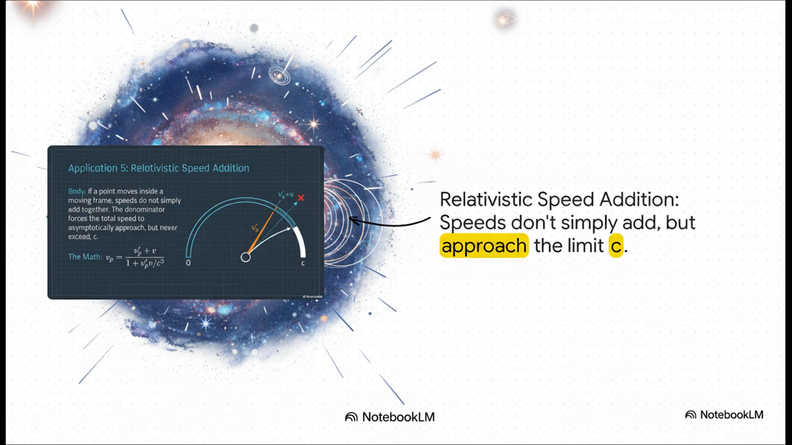So, what this all means is that our normal way of adding speeds, well, you can just throw it out the window. The universe has its own special rules called relativistic speed addition. You can see it on the speedometer here. No matter how much you push the pedal, no matter how much speed you add, you just get closer and closer to c. You can inch towards it, but you can never reach it, and you can certainly never break it. It's the ultimate unbreakable speed limit of the cosmos.